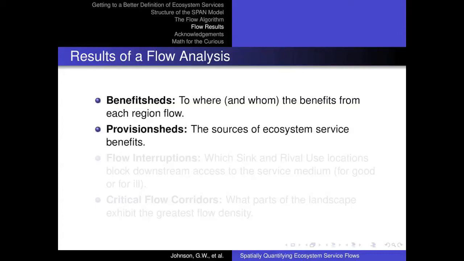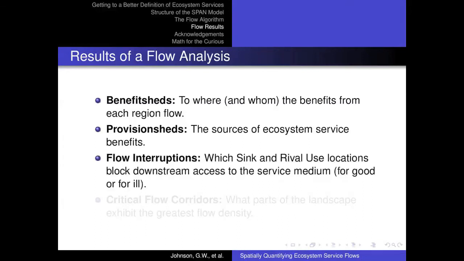Provision sheds are the other way around. I look at each user and I want to say, what is the source of my ecosystem service benefits? I get something from these wetlands over here, and I get something from the forest over there, and the rest of it doesn't provide me anything for this service. But then for a different service, maybe I get a little bit from there, a little bit from here, and so on and so forth. So for each service, each user has a different spatial distribution of its sources.